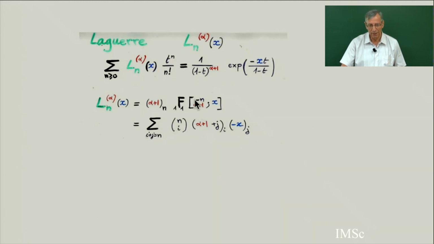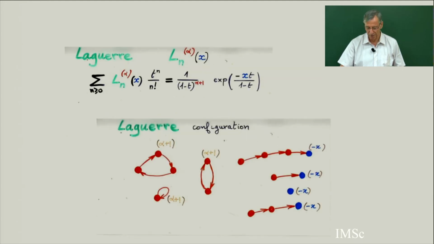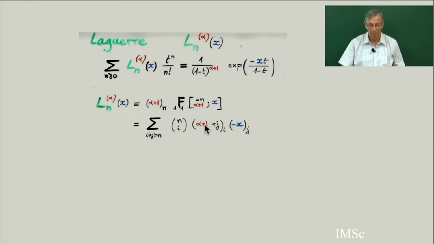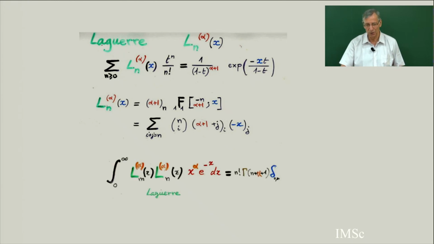And then, if you are an expert in hypergeometric functions, you can express the Laguerre polynomial with this formula. I don't give the details. It's just to give you a light idea of all this story. And this formula comes immediately from the interpretation from this configuration. This formula can be deduced from the Laguerre configuration. I'm not going to spend much time on this. It's just to give you an idea of the combinatorics of orthogonal polynomials.